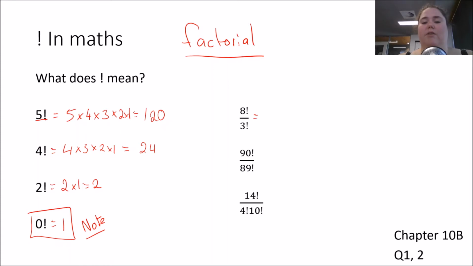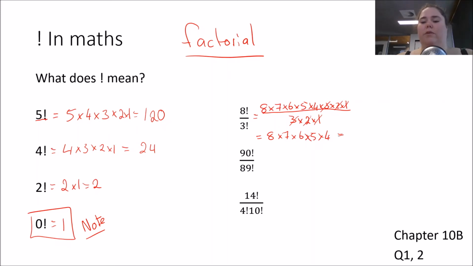So I could write 8 factorial over 3 factorial as 8 times 7 times 6 times 5 times 4 times 3 times 2 times 1, and put it over the same thing, all right? And what we can see here is that the 1's cancel, the 2's cancel, and the 3's cancel, which just leaves me with 8 times 7 times 6 times 5 times 4, which I can then solve.